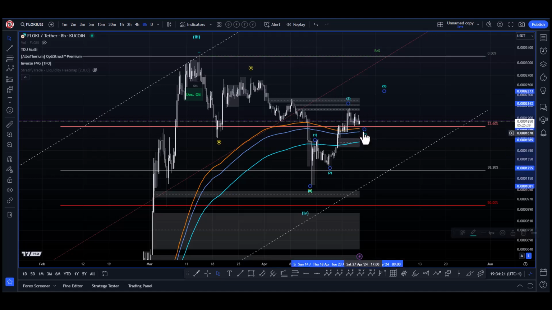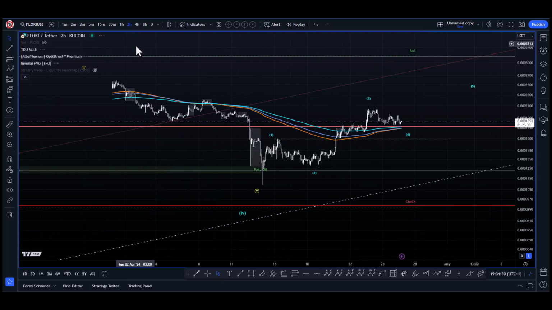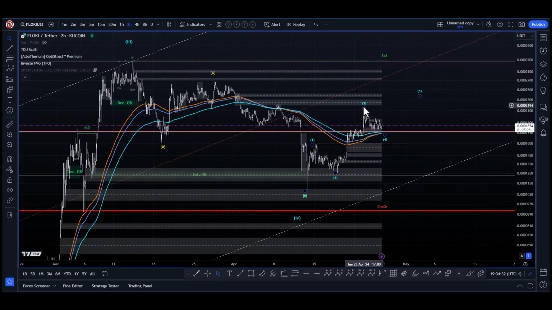1, 2, 3, 4. I got a good candidate here for a 4, as long as we stay in this range here. 1, 2, 3, 4, 5. Well, this is an 8 hour. If I go to a 2, this impulse here starts to look pretty good. 1, 2, 3, sideways 4, up to the 5. I got a good looking 3 here.